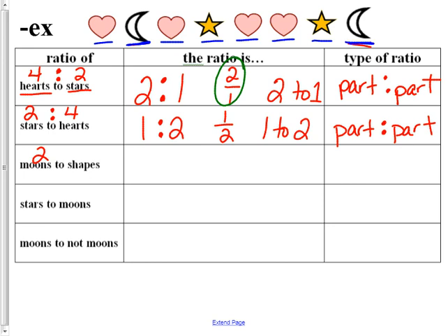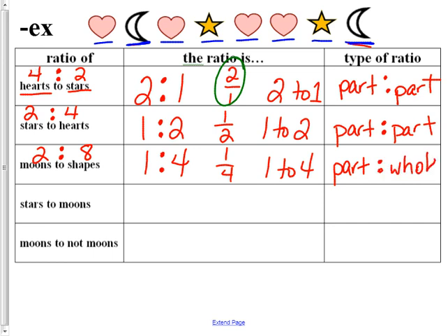So the ratio of moons to shapes is 2 to 8. So we could simplify that to a ratio of 1 to 4. For every one moon, there are 4 shapes. And the moons are a part of the group, and the shapes represent the whole group. So this is the one that actually is a little bit like a fraction. If you think about it, another way to say this is the moons are 1/4 of the whole group.